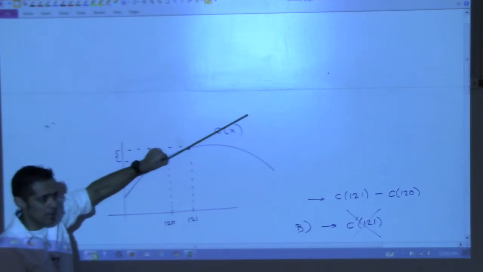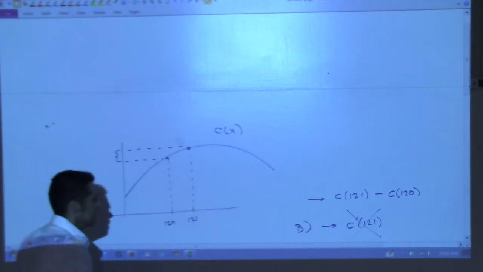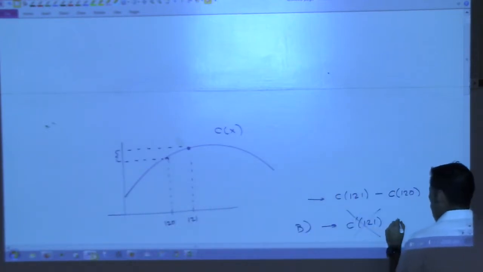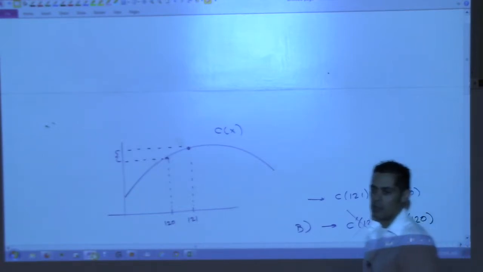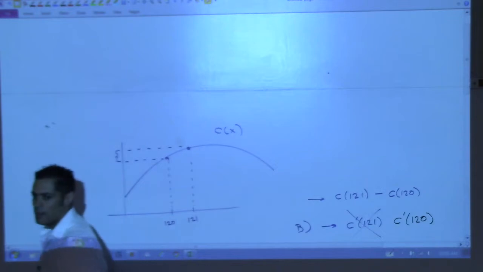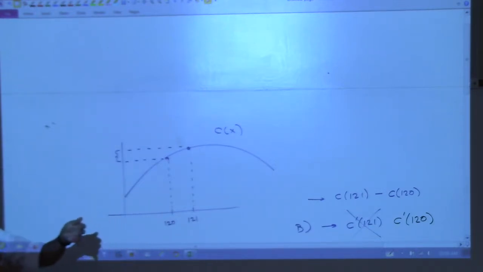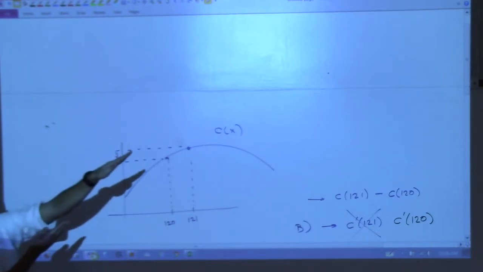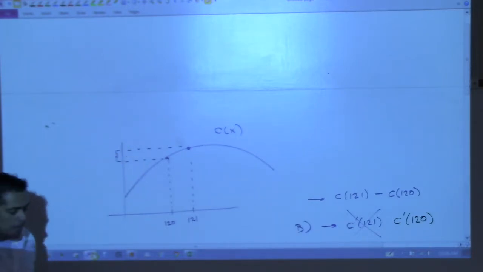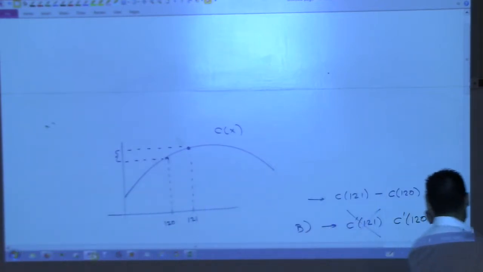That's the tricky part of this. So this part B needs to be not C prime of 121, but C prime of 120. See, I'm trying to foresee what's going to happen at 121. So I go one step back to 120, and then I use the derivative to try and figure out where I'm going to land at 121. Now, I understand that that's confusing. That's why I'm trying to really stress it.